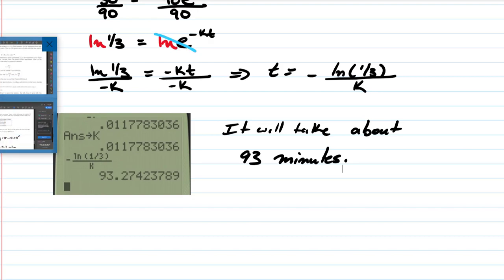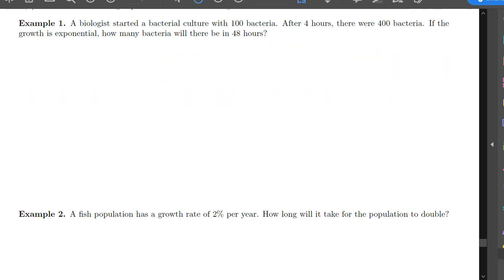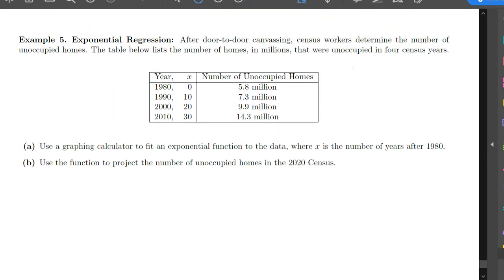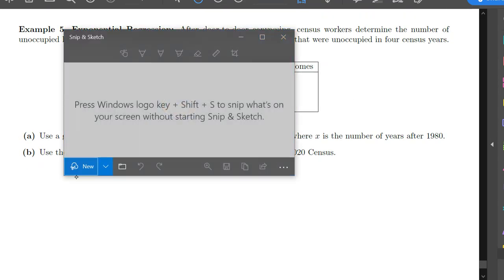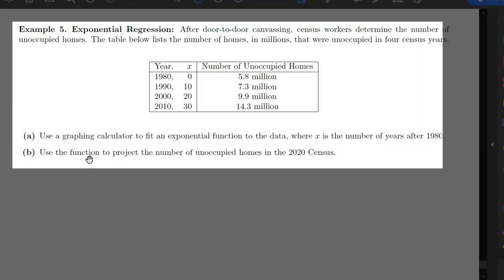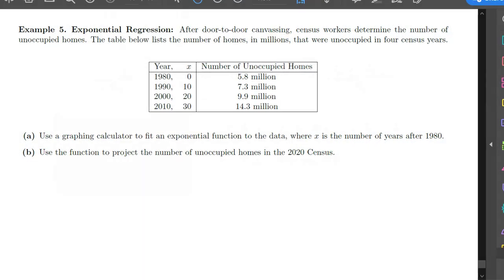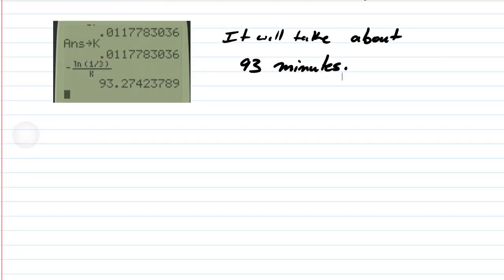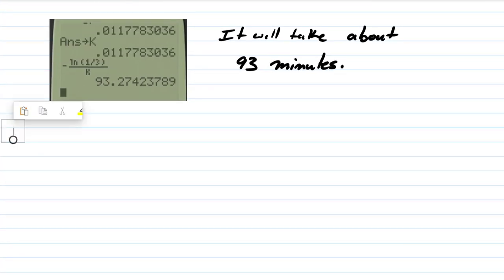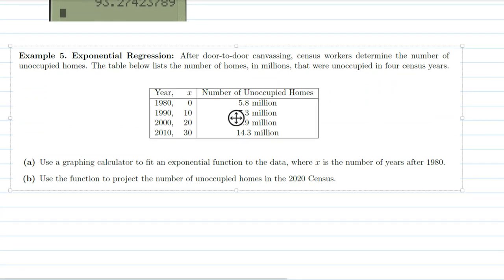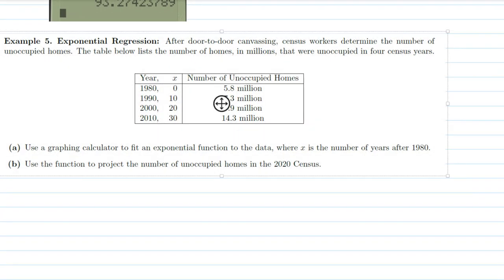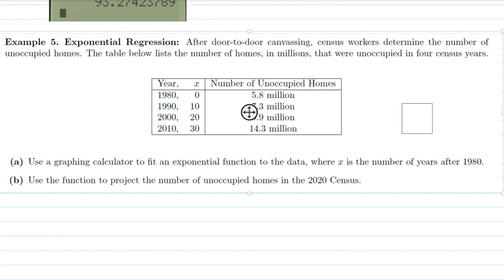All right. So last example, example number 5, is doing an exponential regression. So this is going to work like all of the other regressions that we've done so far. The only difference is we are going to select exponential regression instead of linear, cubic, quadratic, or anything else.